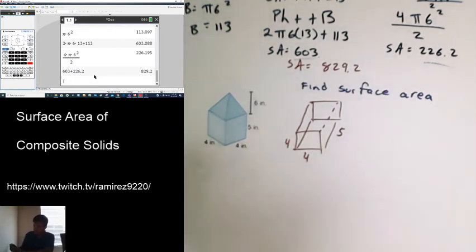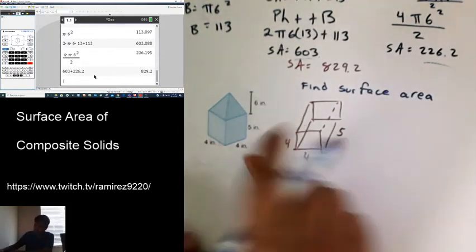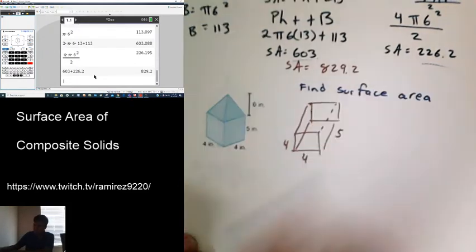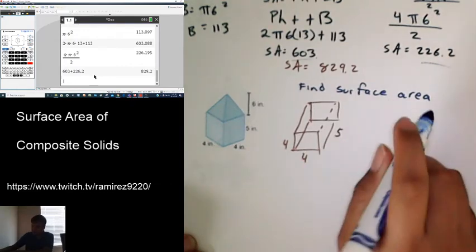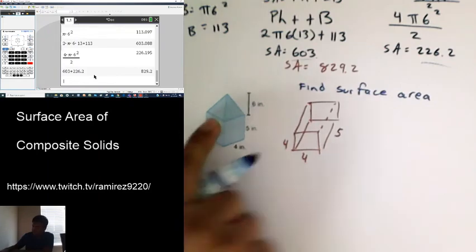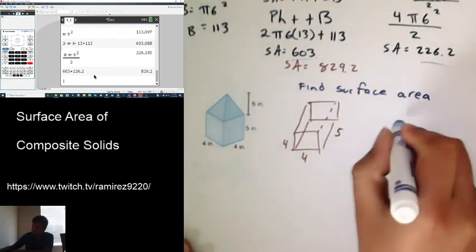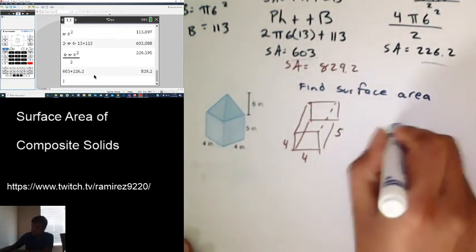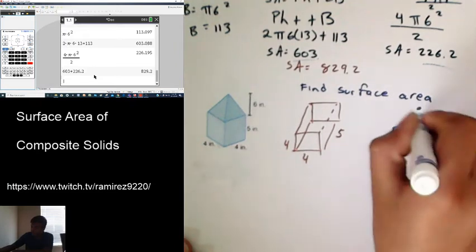And we have a pyramid. And since this pyramid is right on top of this, it must be a square or rectangular pyramid. Now looking at this, since this is 4 and this is 4, this is actually a square pyramid.